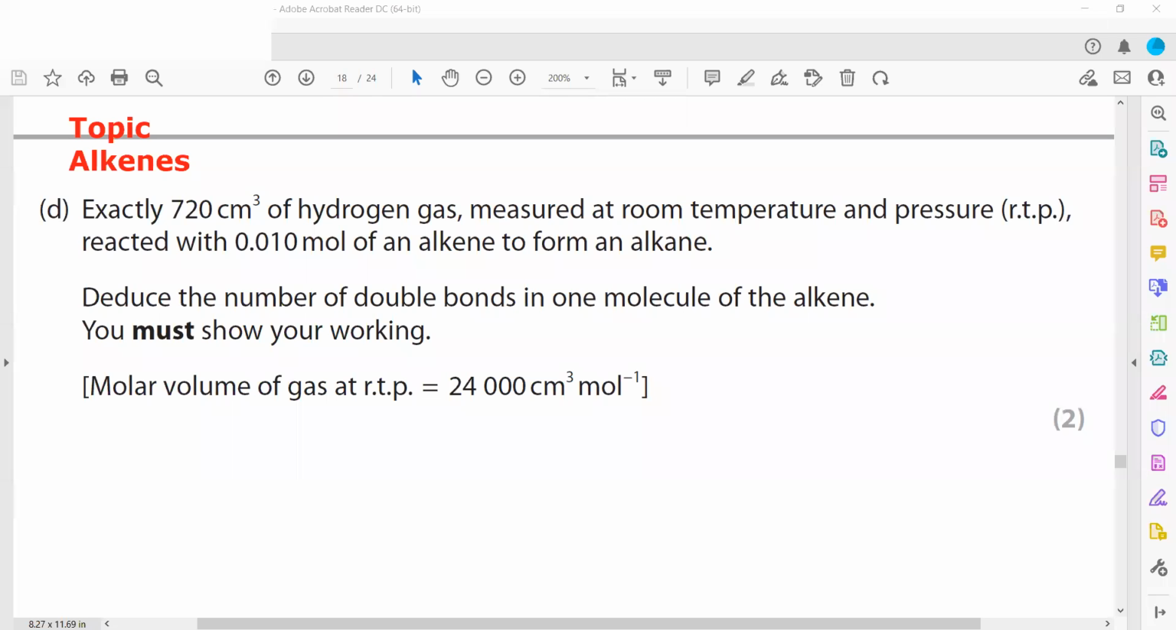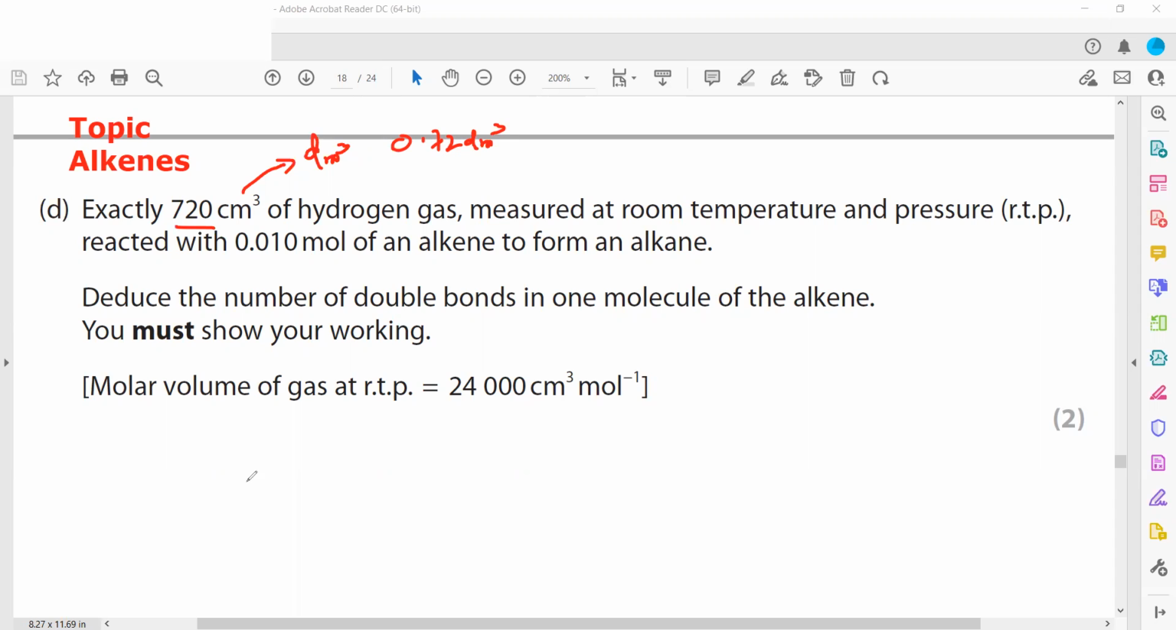The next part: exactly 720 cm³ of hydrogen gas measured at room temperature and pressure reacted with 0.01 moles of alkene to form alkane, reducing the number of double bonds. Remember, 1 mole of hydrogen reacts with 1 double bond. So first we'll find the moles of hydrogen. This is 720 cm³. It should be in dm³, so divide by 1000, so it will be 0.72 dm³.